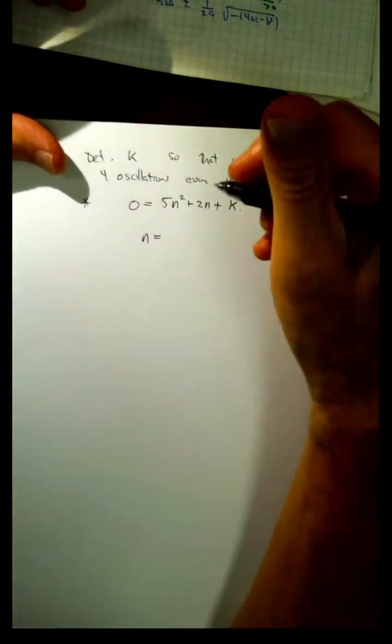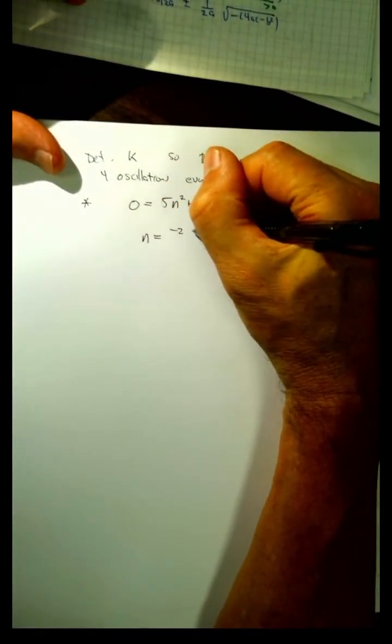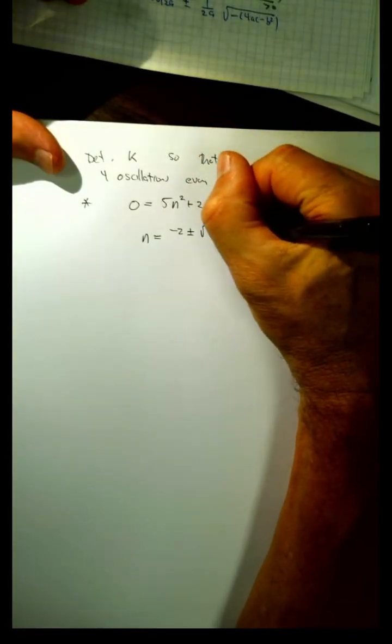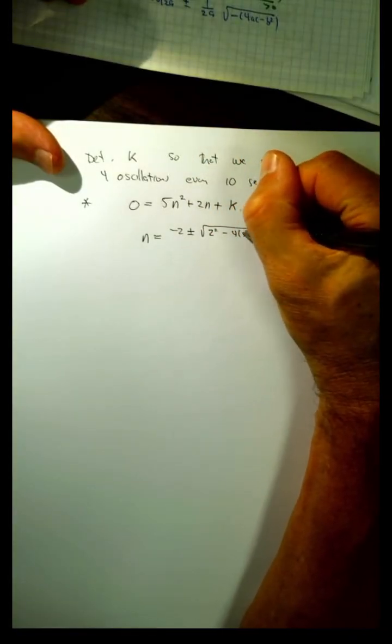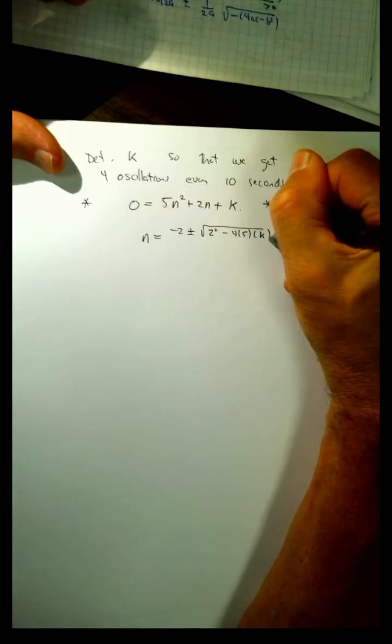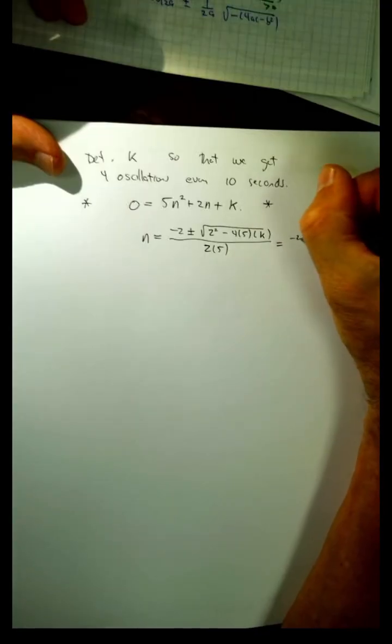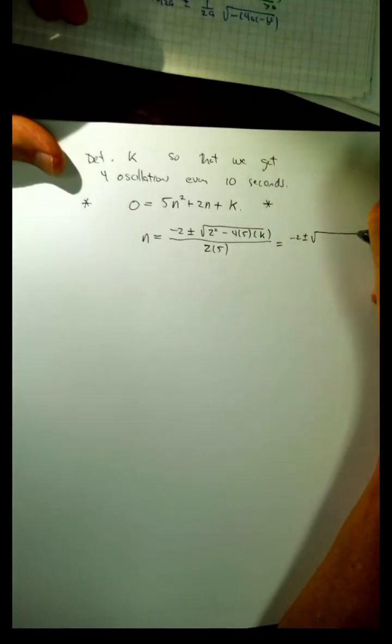So we're going to use the quadratic equation. b is 2. So then I'm going to get 2 squared minus 4. a is 5 in this case, so be careful. c is k, over 2a. So let's clean that up. So this becomes 4 minus 20k over 10.